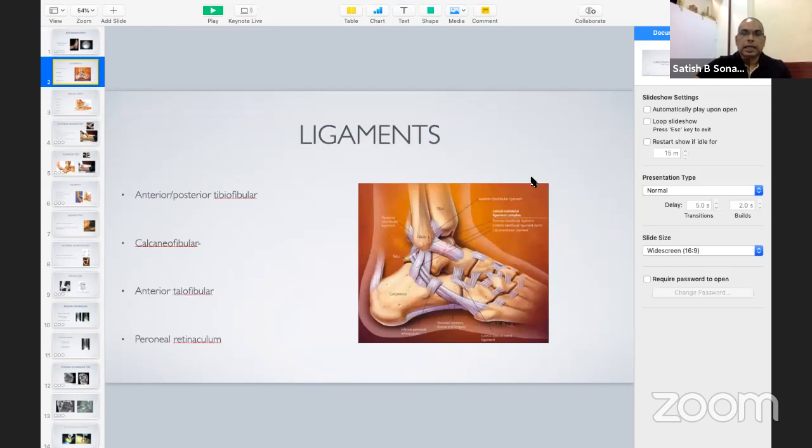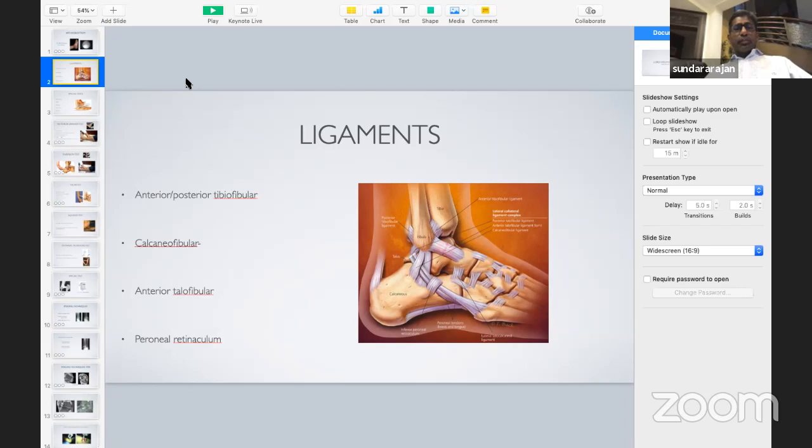So as we all know, the ligaments on the lateral side are very important. Satish, you can go to the play mode. Play mode. You can press play. Yes.